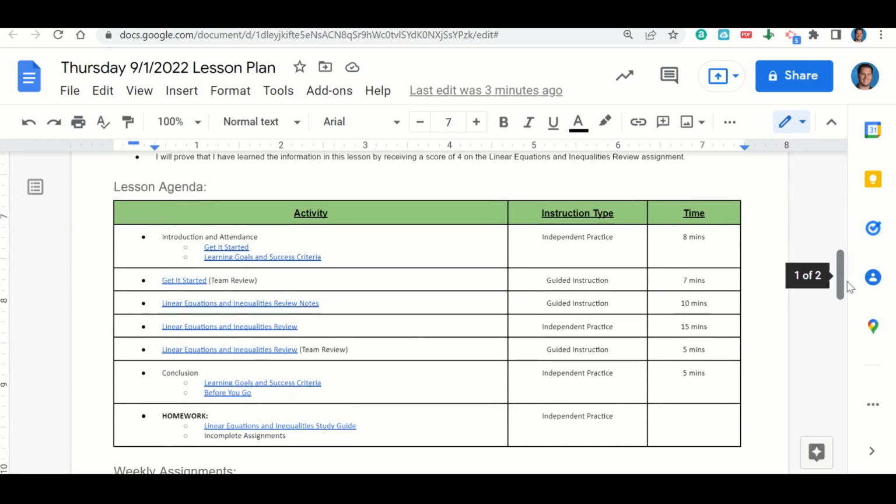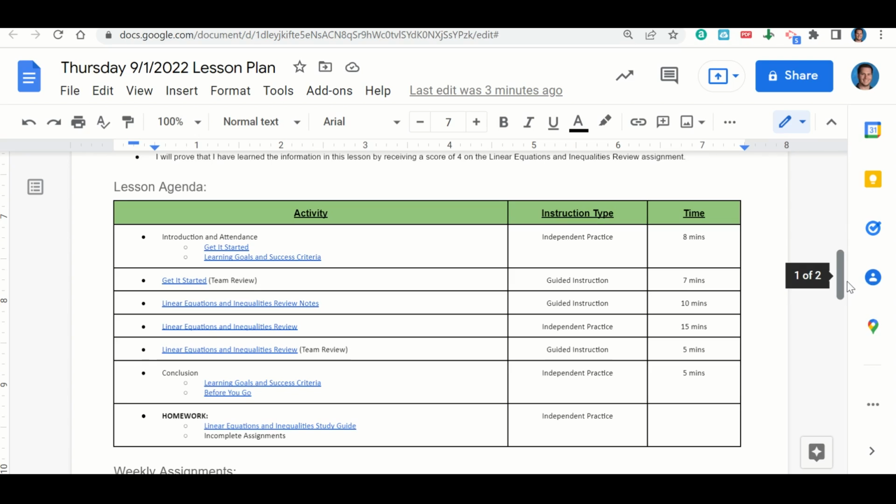Now let's take a look at our agenda for today. We'll begin by going over the learning goals and success criteria. While we do that, you'll fill out your Get It Started. Once we've completed the Get It Started, we'll go over it together and answer any questions that you may have. After that, we'll do a quick review of the linear equations and inequalities review notes.